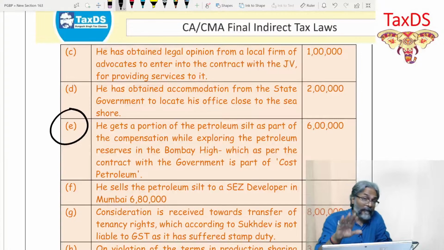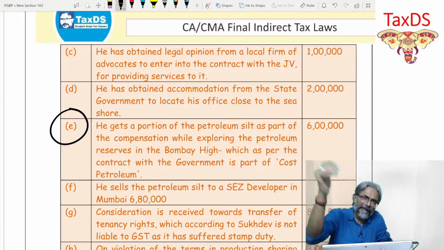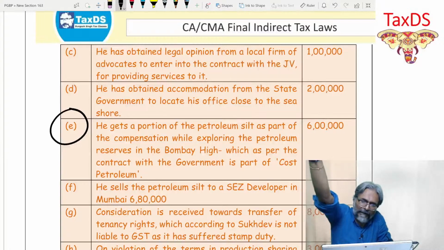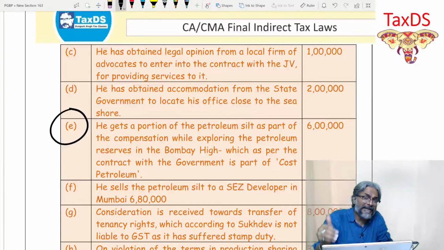But if supposedly it were not given to a SEZ developer, say any third party, then yes, it is a supply. Even in the case of SEZ, it is a supply. But the only difference is that if you are doing a supply to SEZ, then it is zero rated as compared to any other third party, which will be subject to the charge of GST.